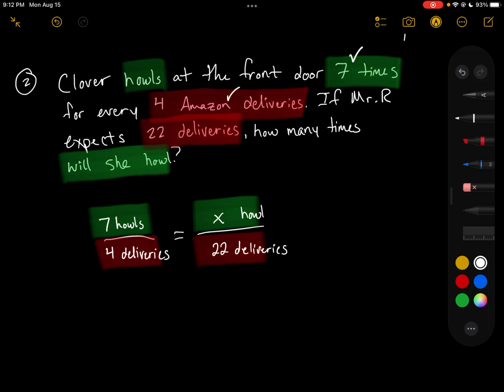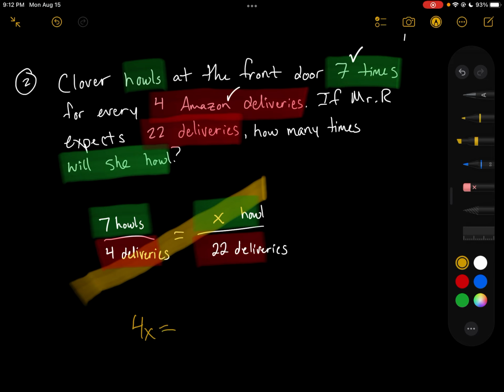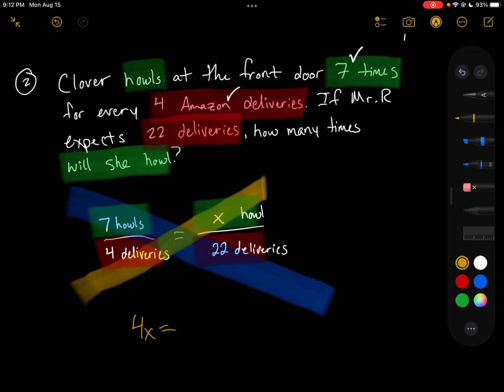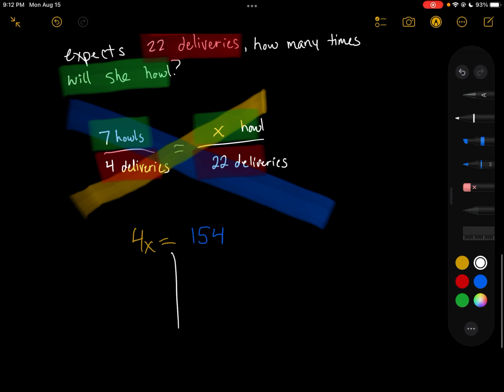From here, what we're going to do is the same steps as above, cross multiply and go from there. So first in yellow, we'll multiply 4 times x. And then in blue, we can multiply the 7 howls times the 22 deliveries. So the 7 times the 22, and that should give us 154. So from here, we have our equation set up. Remember, that is an equal sign in the middle, so we're going to keep an equal sign with our cross products here, and we can move through and solve like we normally would.